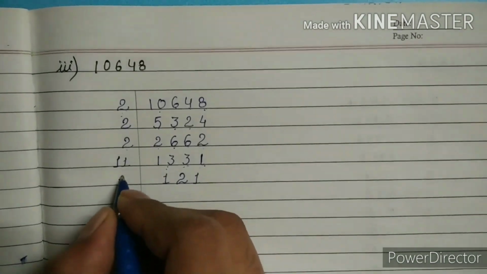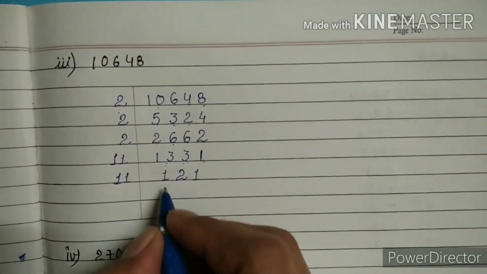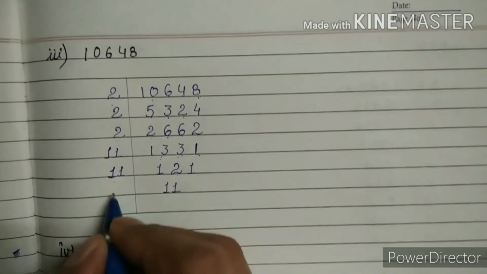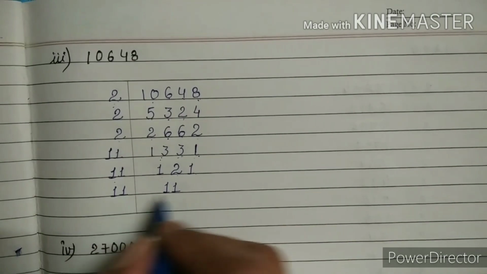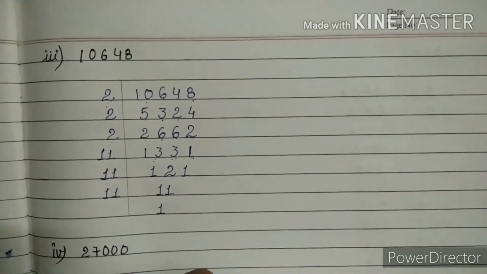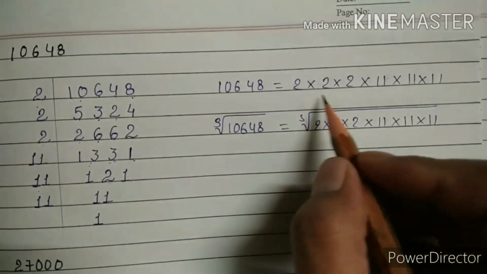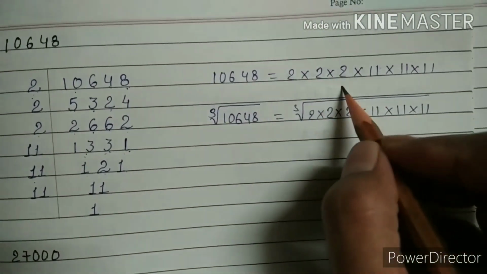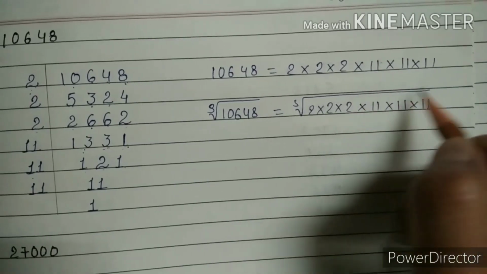Now again it will go with the table of 11. 121 will divide by 11, 11 times, and lastly it will go with the table of 11, 1 time. So the prime factors of 10648 are 2 2 2 (3 times 2), 11 11 11 (3 times 11).